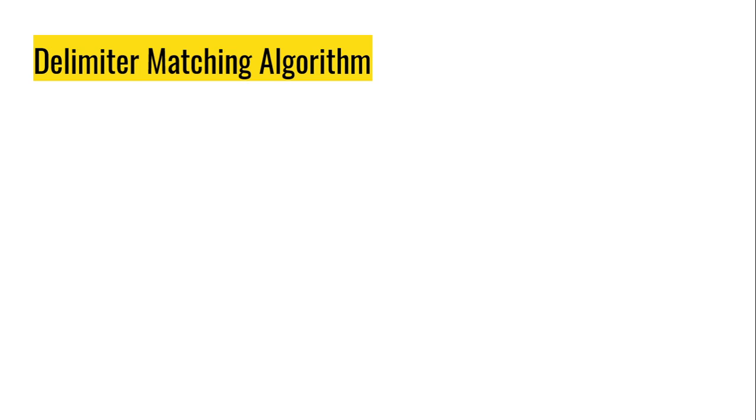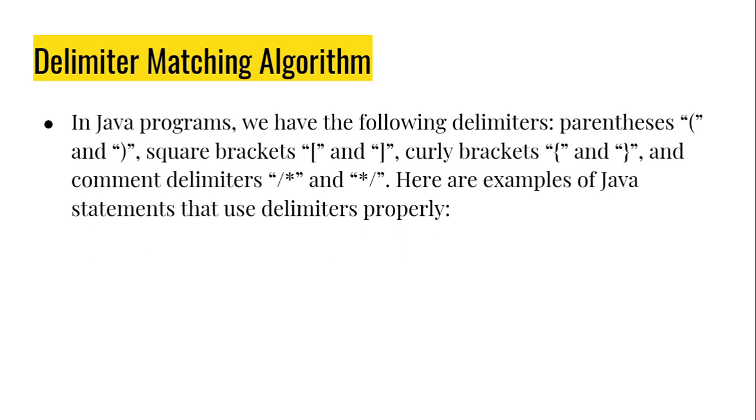A good application of the stack data structure is the delimiter matching algorithm. In different programming languages, we use delimiters in order to specify the different scope of our statements. In Java programs, we have delimiters called parentheses, square brackets, curly brackets, and comment delimiters. These delimiters must have a partner on each other. So if there is an open parenthesis, there must be a close parenthesis.